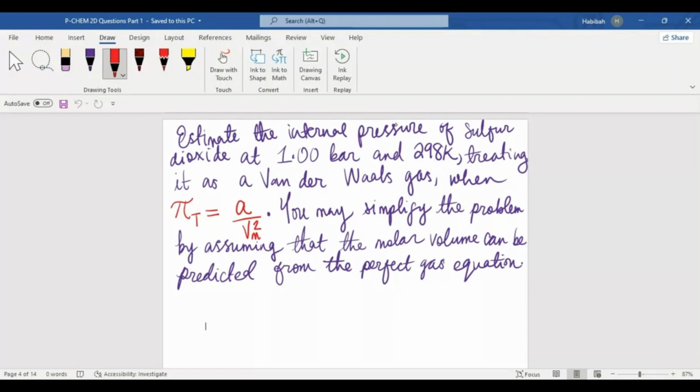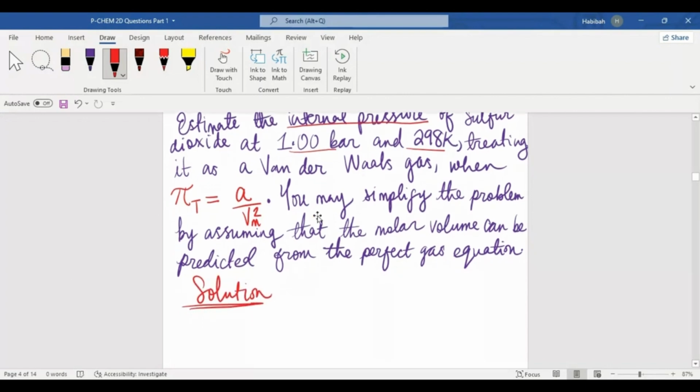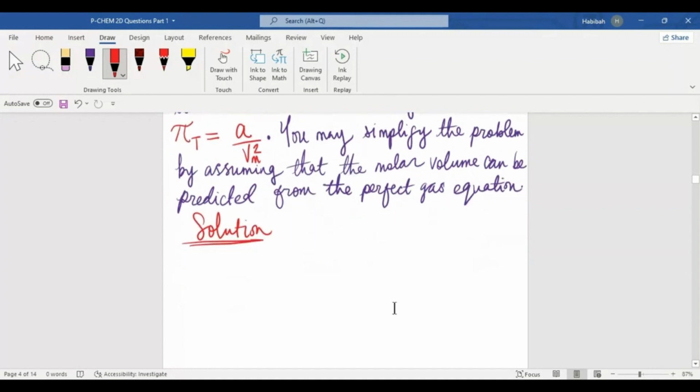So this question requires us to find the value of the internal pressure of sulfur dioxide, SO2, at 1 bar and 298 Kelvin. So the initial pressure and temperature are given. We're also told to treat it as a van der Waals gas when we use this equation. But in order for the problem to be simplified, we use the molar volume that we can predict from the perfect gas equation.